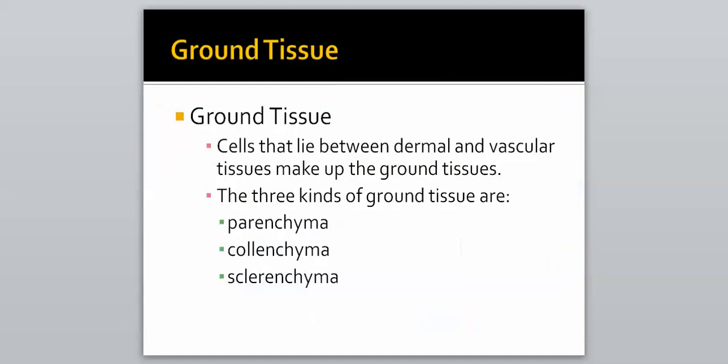And our last type of tissue is called ground tissue, and these are cells that lie between the dermal and vascular tissues. So if you're not dermal, if you're not vascular, you're going to be ground, and ground is almost just like the filler. And they have three types of ground tissue. They're kind of a mouthful, so bear with me. They're parenchyma, collenchyma, and sclerenchyma is how I'm going to pronounce those, and we'll go over those in class.